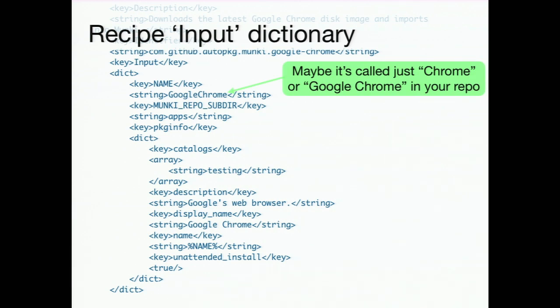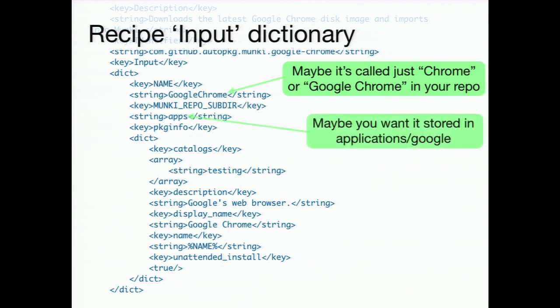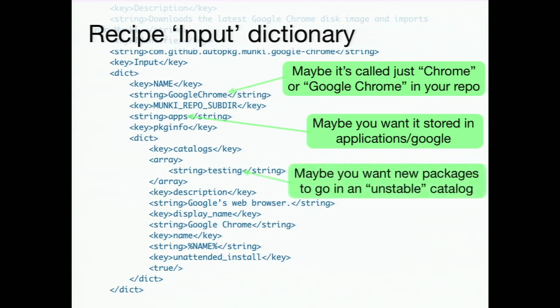And it's very unlikely that a recipe you get from someone else is going to be exactly perfect for your needs. For example, if you're using Munki, perhaps in your Munki repo, this product is not called Google Chrome, it's called just Chrome, or Google space Chrome. And instead of importing it into the apps subdirectory, you're more organized than I am, and you have an applications Google subdirectory for all the Google apps, and that's where you want it to be imported. And your organization doesn't use testing, but instead uses a catalog called unstable for all new products. So this recipe that Greg wrote for dealing with Google Chrome doesn't quite meet your needs.